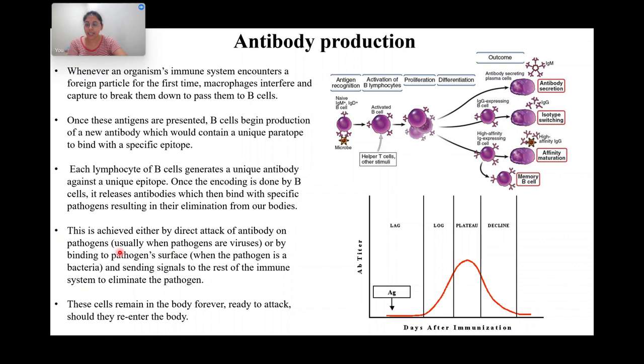Now here, one term that you can see is isotype switching. This is where the diversity happens, when they keep switching their domains, and then they can generate diversity to bind to the antigen.